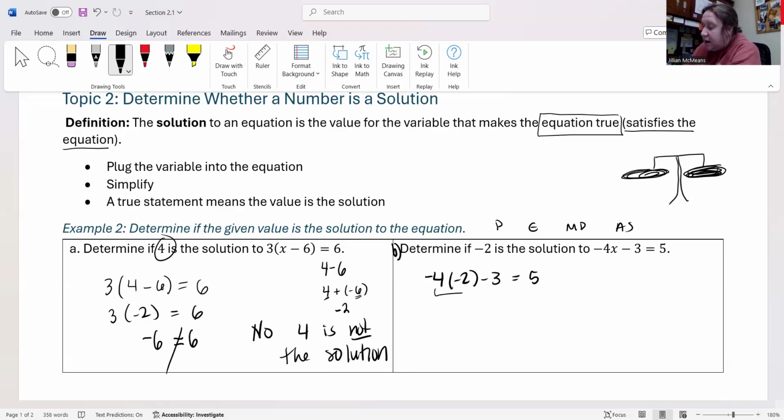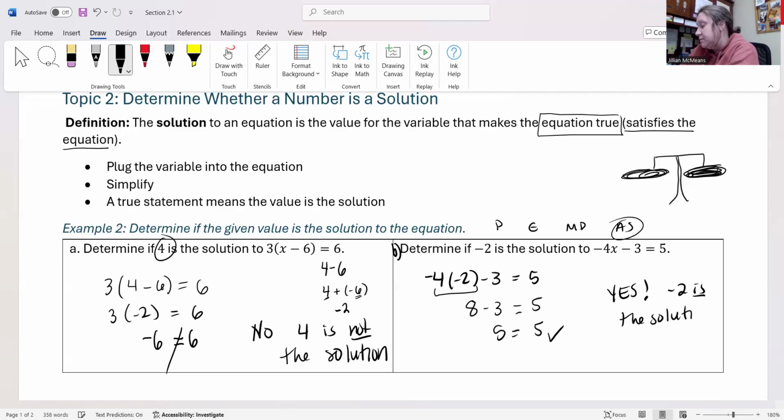So I need to take care of -4 times -2. Well, when you multiply 2 numbers that have the same sign, that just makes the result positive. So -4 times -2 is 8. I then have 8 minus 3, so now we can do that subtraction. 8 minus 3 is 5. And does 5 equal 5? Yes, absolutely. So we would say yes, -2 is the solution to the equation.